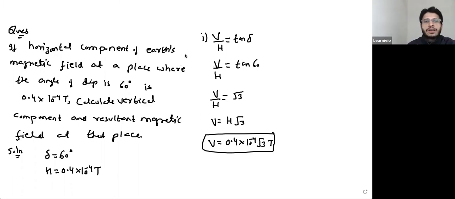So once you have the vertical component and horizontal component, you can calculate B. You can calculate B using this relation, B is root over V square plus H square, or there is an easier method.